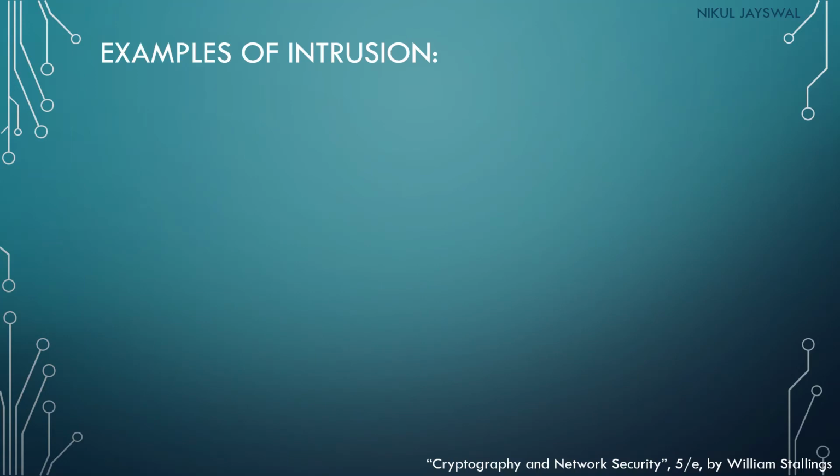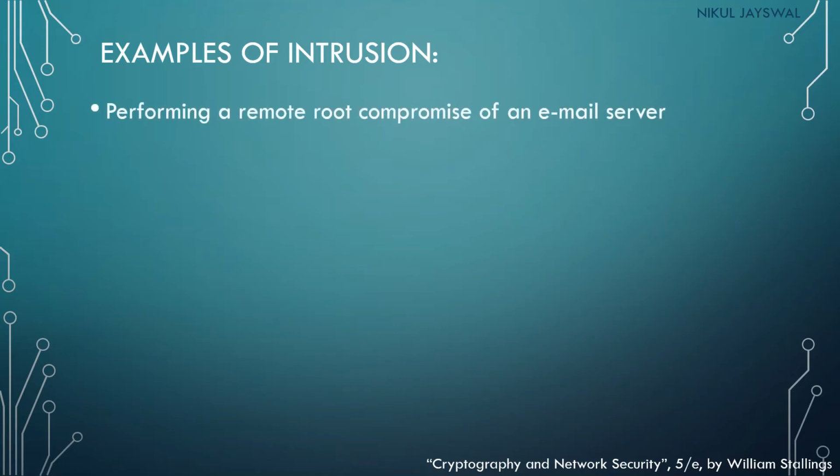Now, examples of intrusion. Any illegal activity against the computer system will be called an intrusion. So these are various examples of intrusions. Performing a remote root compromise of an email server. If any user tries to compromise the email server remotely, then this act will be called an intrusion. Then, defacing a web server. Let's suppose an organization has a web server to host a website, and if any user tries to deface the web server, then that act will be called an intrusion.